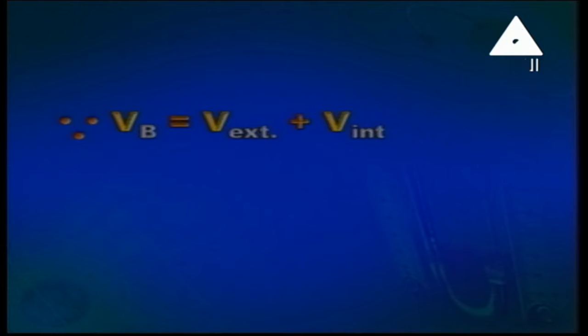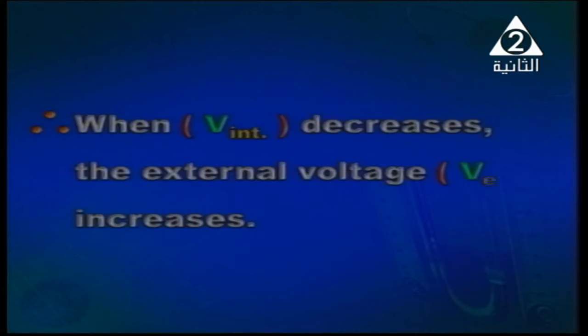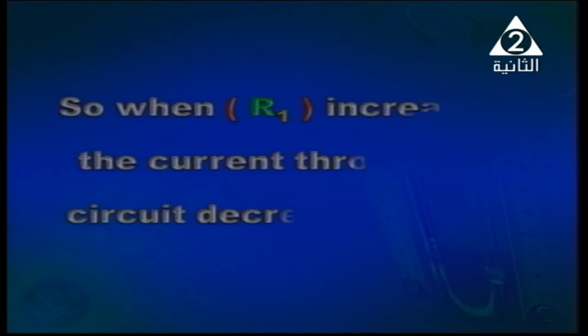V battery is equal to V external plus V internal. V battery is constant, so V external plus V internal is equal to a constant, and this means when V external increases, V internal must decrease. So when V internal decreases, the external voltage increases.